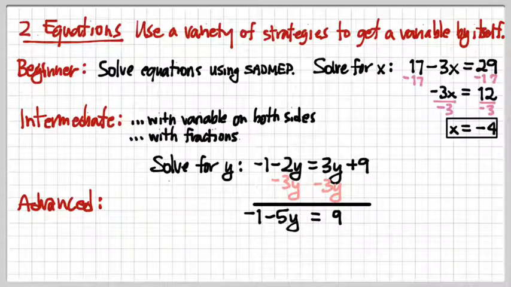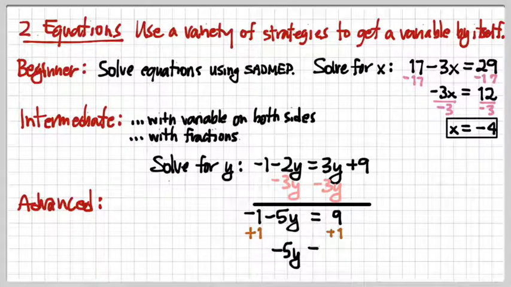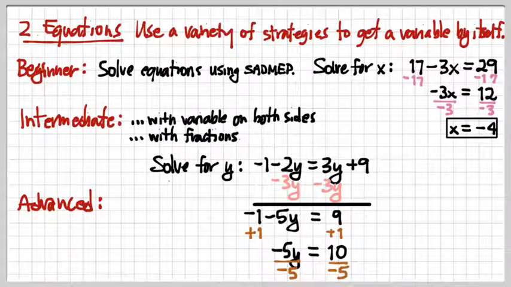Add 1 to both sides. Yeah, reverse the order of operations by starting to add 1 to both sides. That's going to give me, on the left-hand side, -5y. On the right-hand side, 9 plus 1. And finally, dividing by -5 to give me y equals -2.